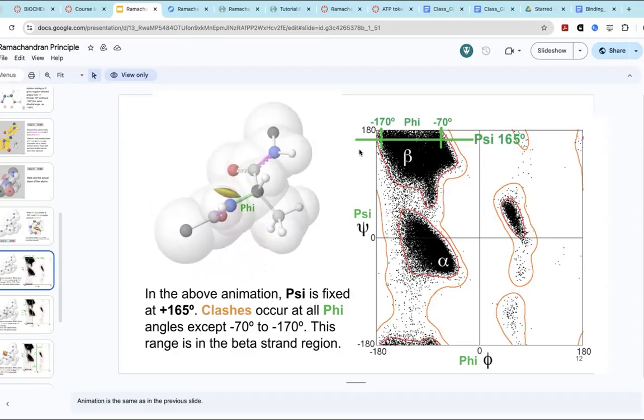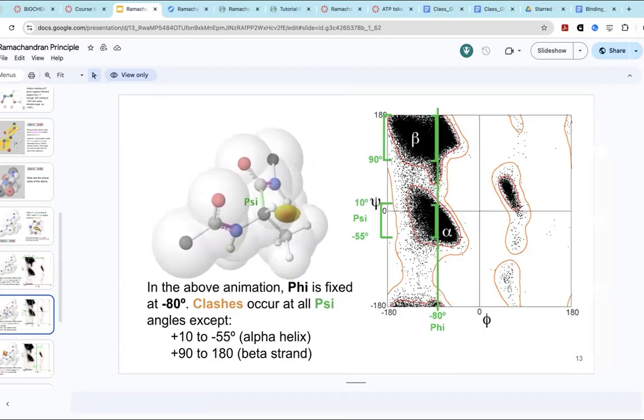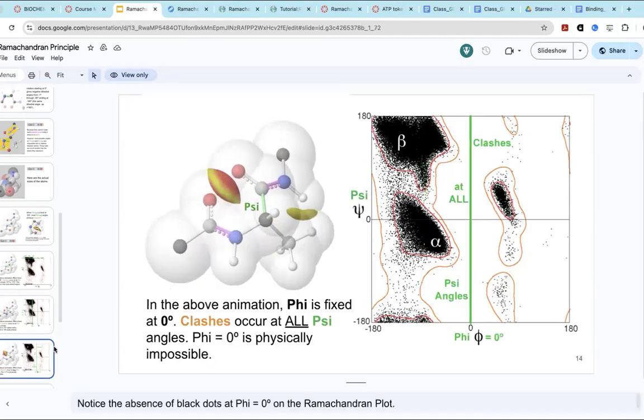So here we had fixed the psi angle at 165, and now we're going to be seeing which ranges we can have for our phi. We can do similarly if we were to fix our phi angle, and we would see that we have two distinct ranges, and those correspond to the beta strands and the alpha helices. What about in the center where we don't really see anything? Well, that's because you're going to have clashes at basically all of the positions.